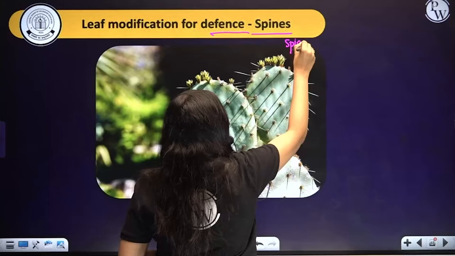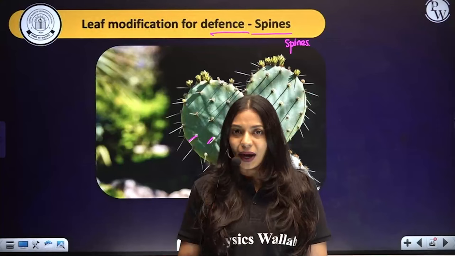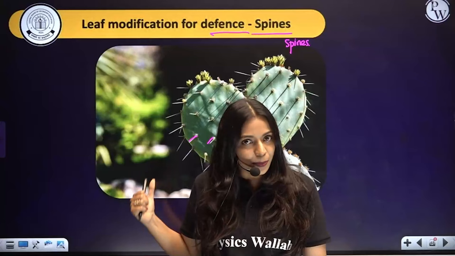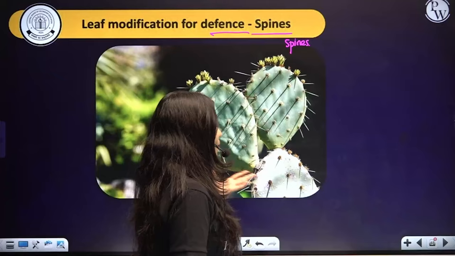Now, another point of confusion that students have is between spines and thorns. Both of their function is the same. They will protect the plant from grazing animals. They will reduce the rate of transpiration. But their origin is from different organs. Thorns are stem modifications. They are modifications of axillary bud. Whereas spines are reduced leaves. Both of them are pointy. Both of them are sharp. But they are not the same. Remember this. Now, one thing is this protects the plant from grazing animals.